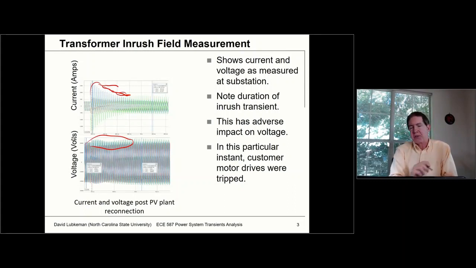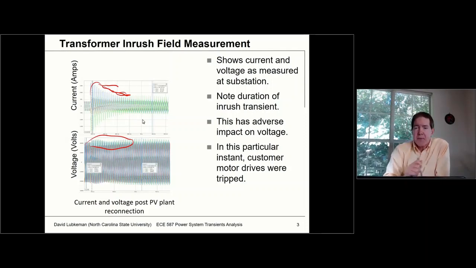And not only is there a voltage drop, but that voltage drop has a large harmonic content associated with it. And so in this particular case, since that customer saw this voltage drop with the large harmonic content, the motor drives, which were power electronic based, a few of those motor drives actually tripped out. Obviously this would cause some power quality problems if these motor drives were powering some type of process that was dependent on these motors turning at a constant speed.